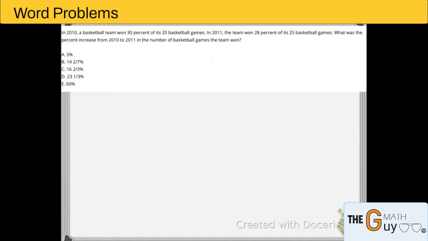So have you ever faced a question like this and thought, okay, I'm going to make a mistake in this for sure? Well, this is the kind of question we're going to be looking at today. In 2010, a basketball team won 30% of its 20 basketball games. In 2011, the team won. This is an easy question, but it's just to discuss two important things to remember that you will need to solve all percentage problems.